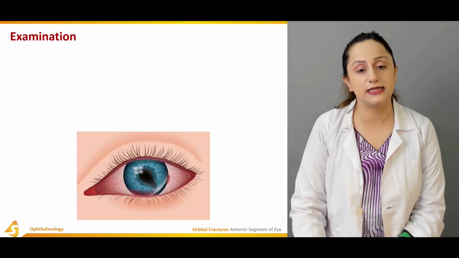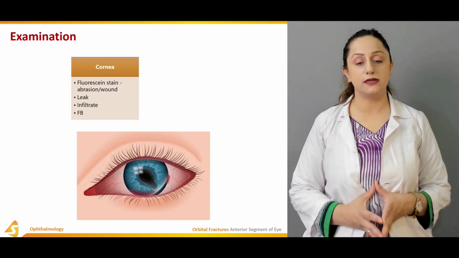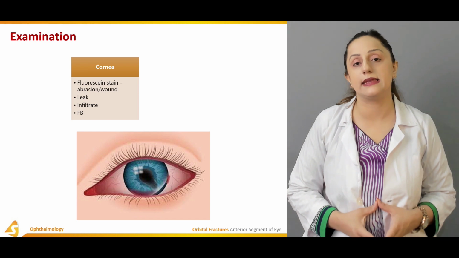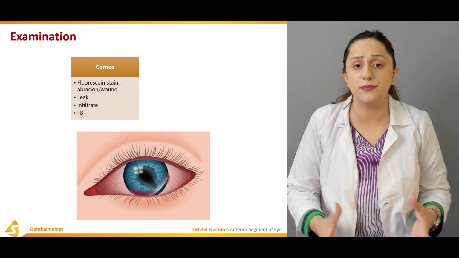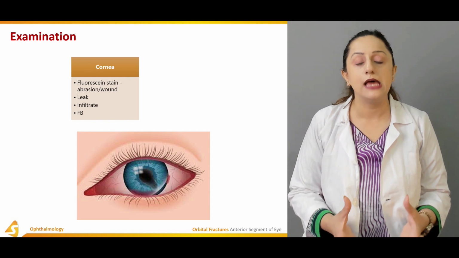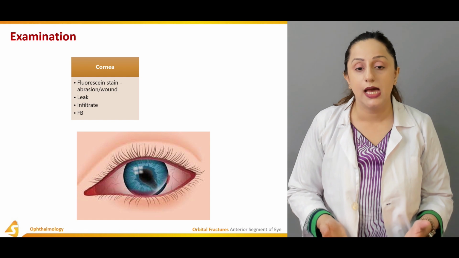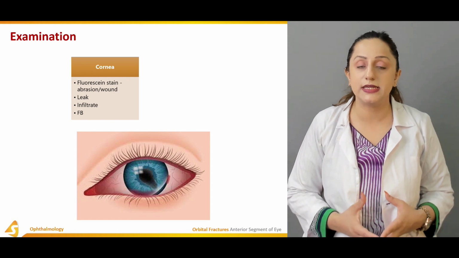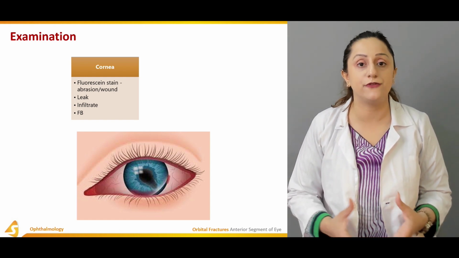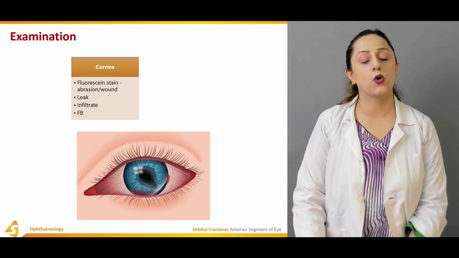The examination of the cornea would again be by fluorescein staining, because any abrasion or any wound of the cornea can only be detected through fluorescein staining, as it's a transparent structure. The leak or the infiltrate has to be looked for, and the foreign bodies have to be investigated in this particular case of corneal trauma.